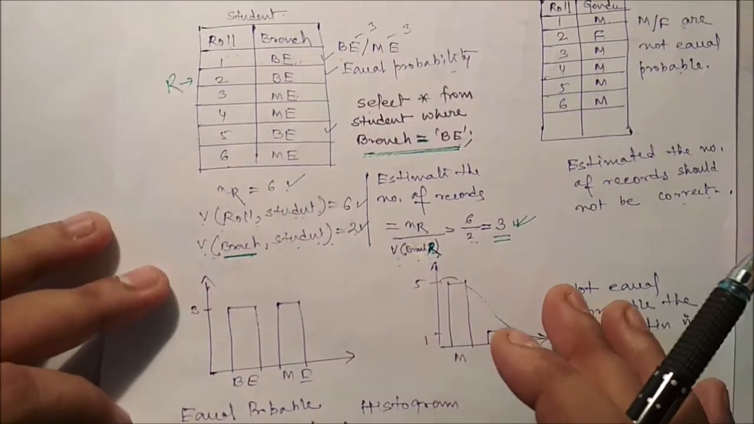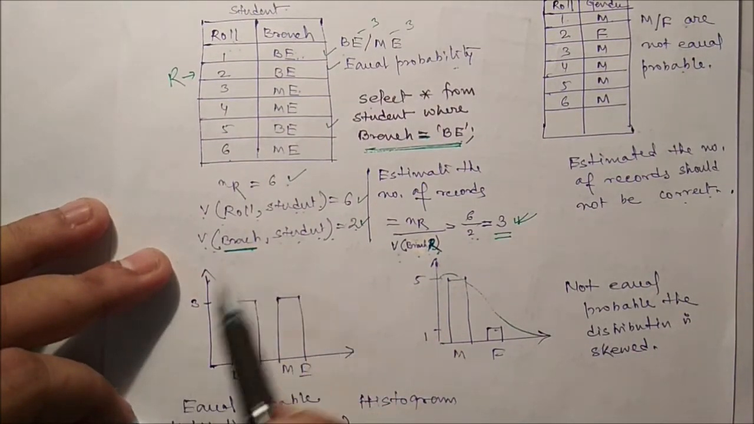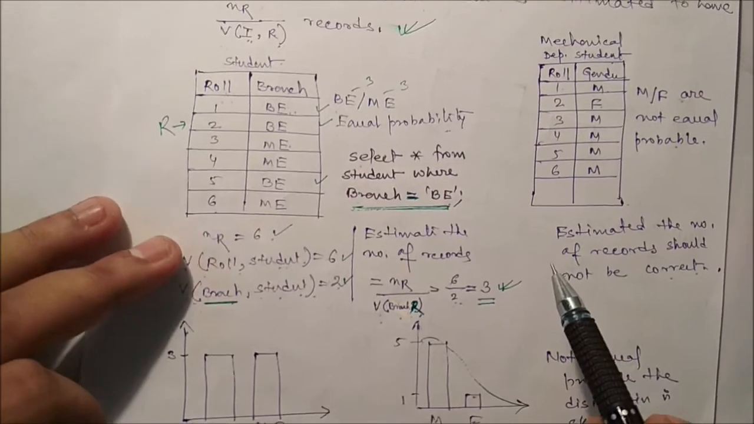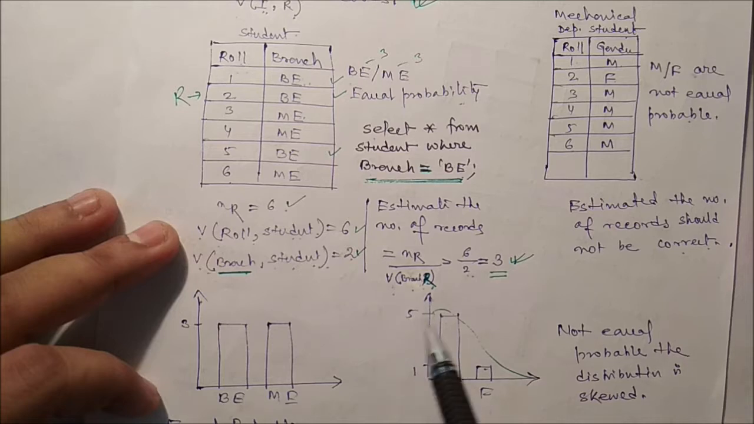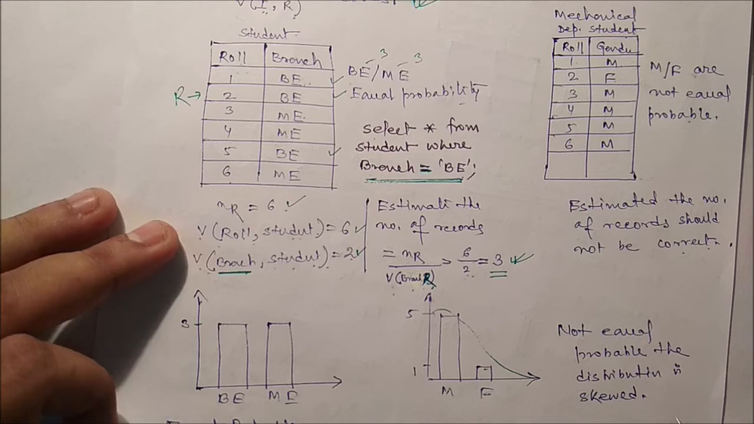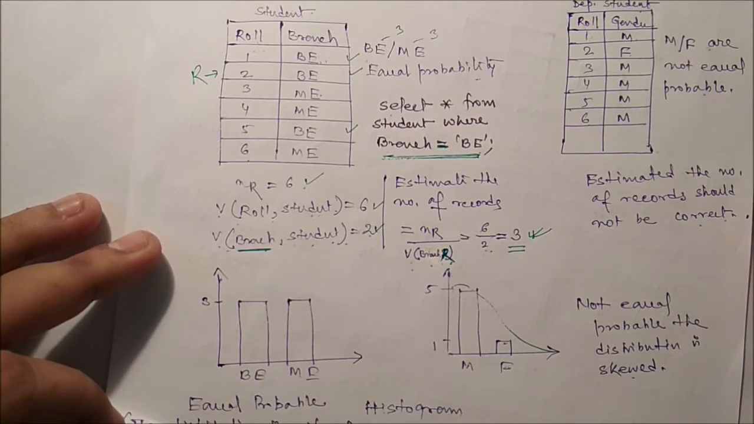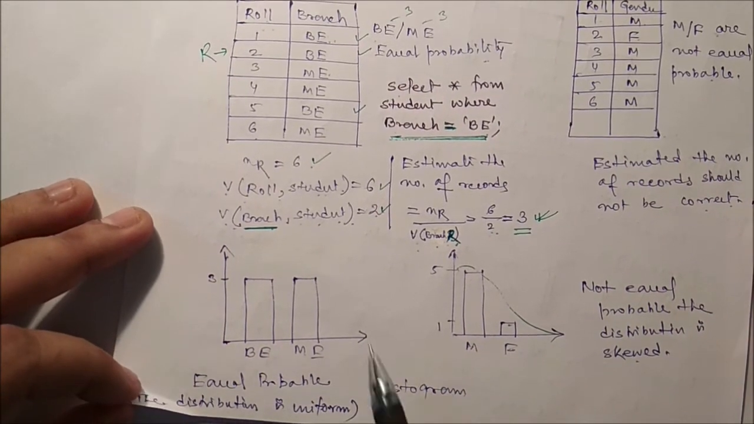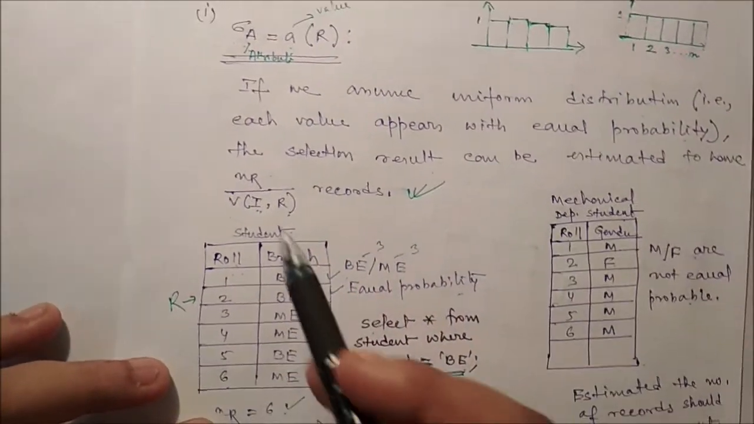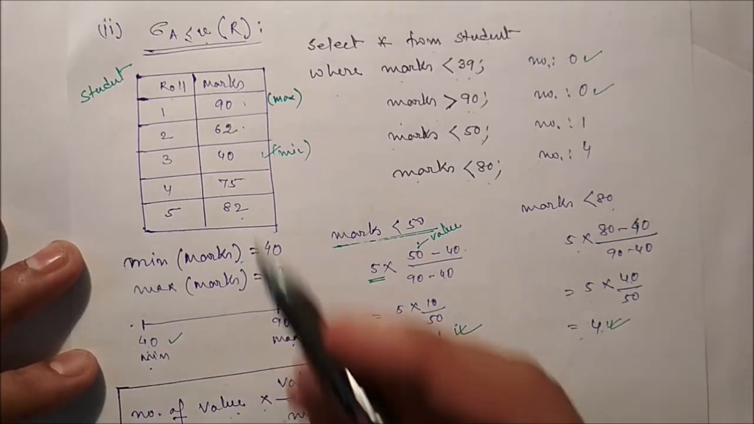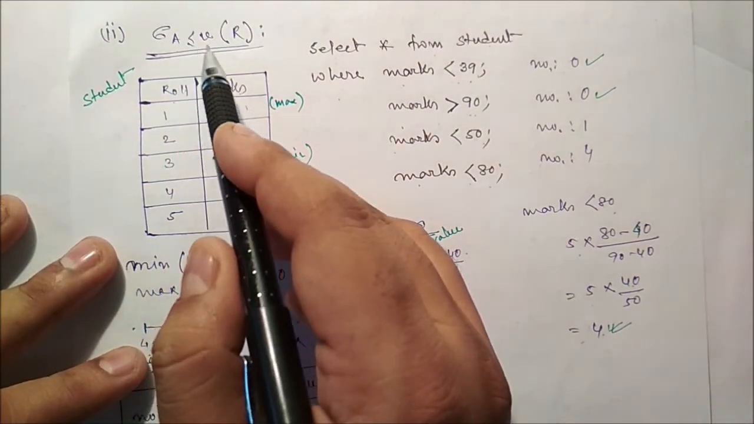Here is the histogram of this particular gender attribute. For branch, BE and ME each have 3, so it is equally probable. But in the histogram of gender, 5 students are male and only a single student is female, so it is not equally probable; the distribution is skewed. But in the branch case it is equally probable and the distribution is uniform. If the distribution is uniform, we can easily use this formula to estimate the result. Okay, next is: what if the attribute is less than some value V?